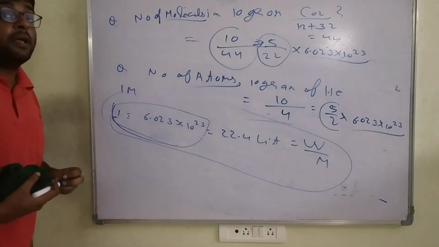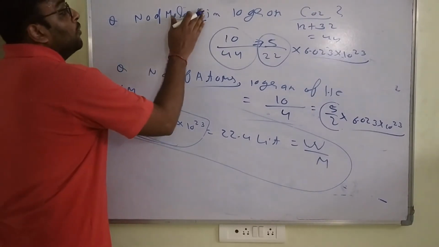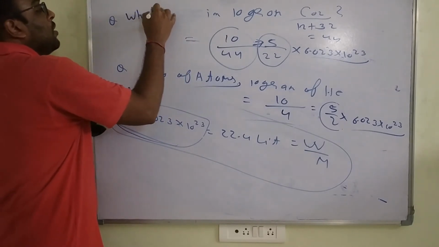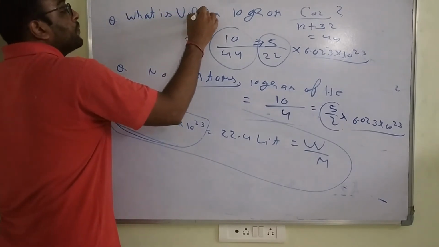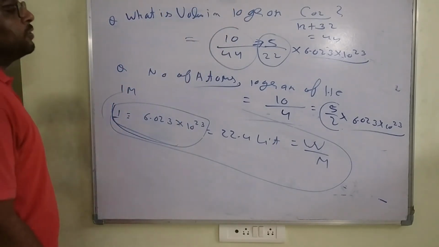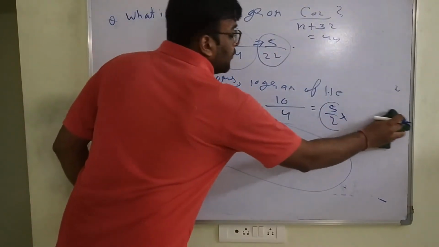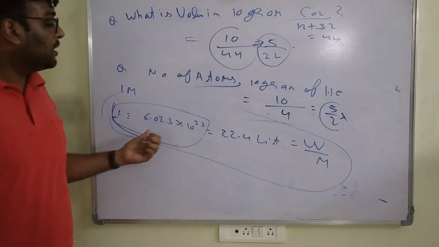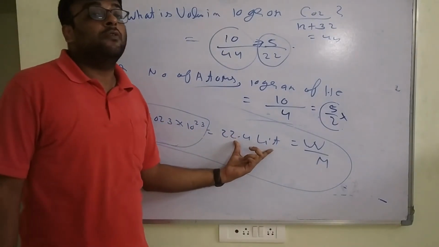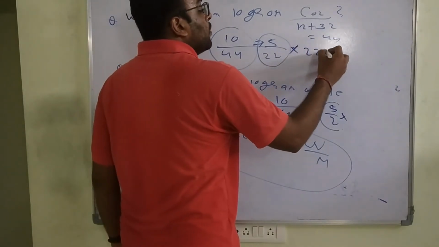Now suppose I am taking the same as it is, and I calculate volume. Question is like this: what is the volume of 10 gram of CO2? Look over here. First of all, same as before, we calculate the number of moles, and as we know 1 mole is equal to 22.4 liter. I have the number of moles, so I simply multiply by 22.4 liter.